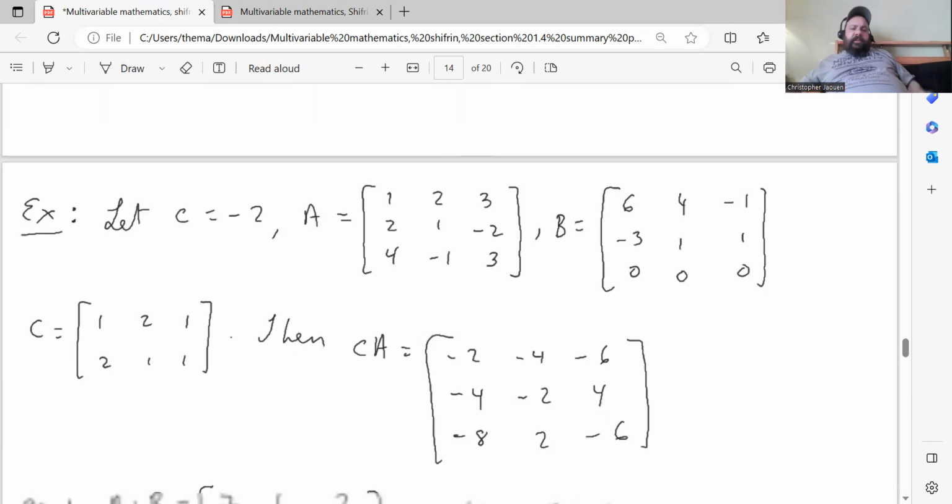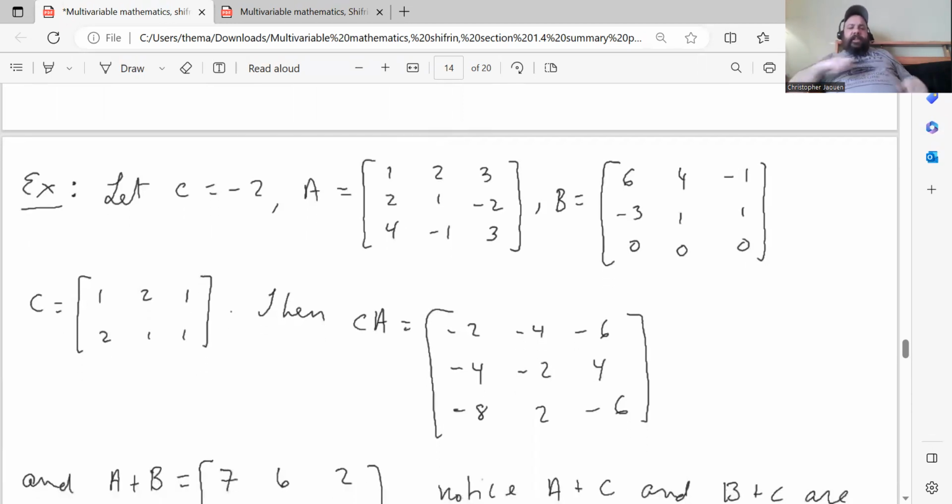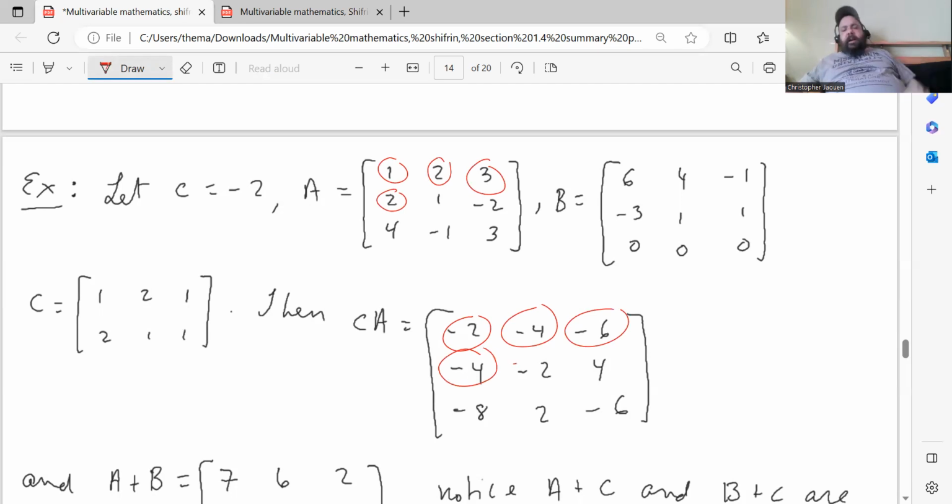All right, and then he has an example here. Let c be the scalar -2, A be that square matrix there, B be the other square matrix, and C be the matrix 1, 2, 1, 2, 1, 1. So that's a 2 by 3 matrix. Then if you take the scalar multiple of A by -2, all you do is multiply each entry of A by -2. So -1 times -2 is 2, 2 times -2 is -4, 3 times -2 is -6, and on like that. So that gives you cA.